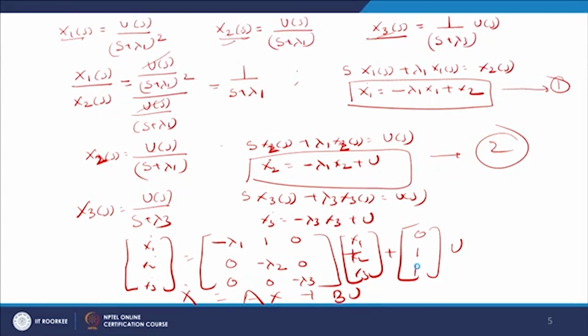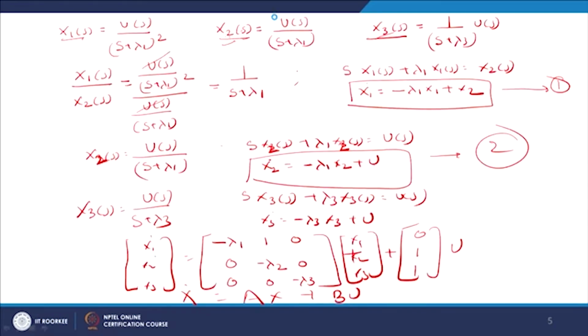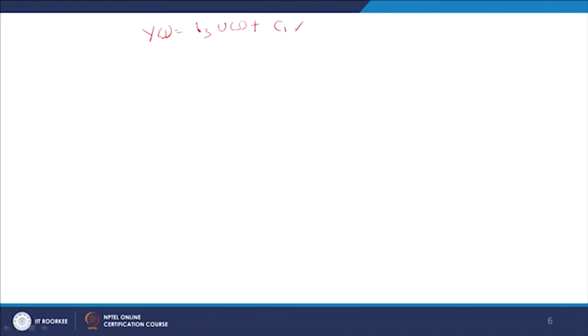Now about the output equation. Here the output equation is Y of s equals B3 into U of s plus, you just see here, C1 into X1 of s, C2 into X2 of s, C3 into X3 of s. Now, here we apply the inverse Laplace transform again.